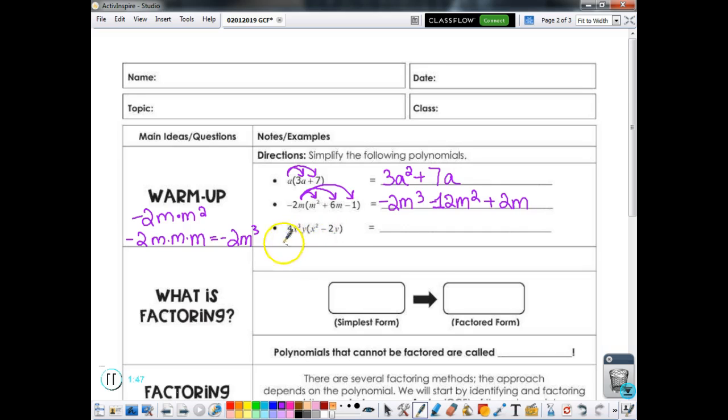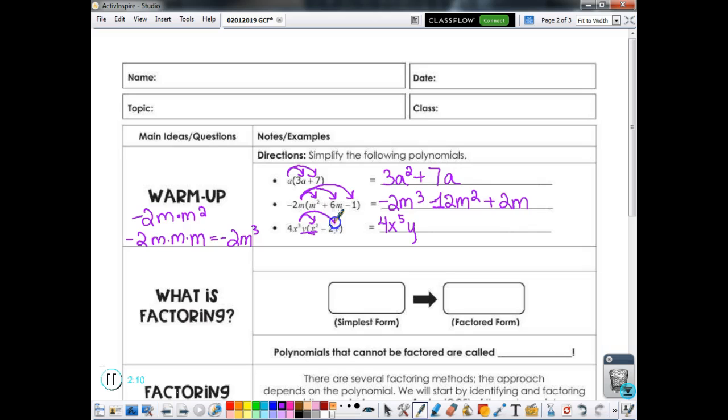Okay, and then here, I still have to distribute all of this. So 4x cubed y times x squared. So x cubed times x squared, you add the exponents, right? So it's going to be x to the 5th power. So I have 4x to the 5th power times y.